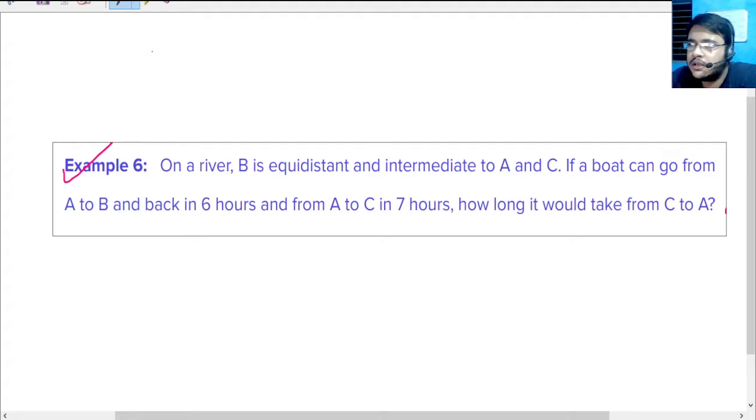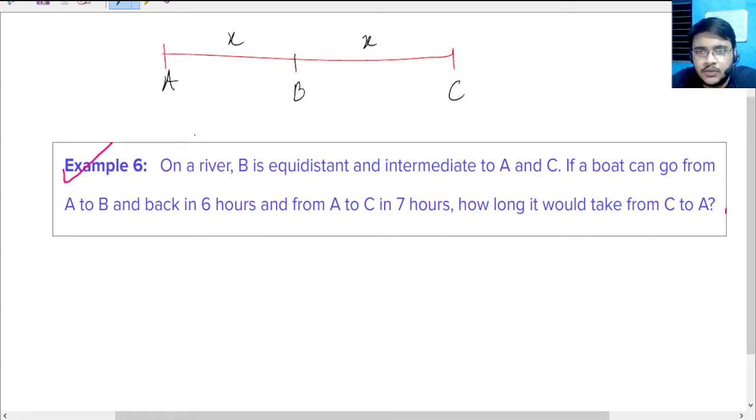On a river, B is equidistant and intermediate to A and C. So let me just try to draw a figure, something like this. Okay, and it is written that we know that these two distances AB and BC are same. Now whether they have an implication or not, we'll know.